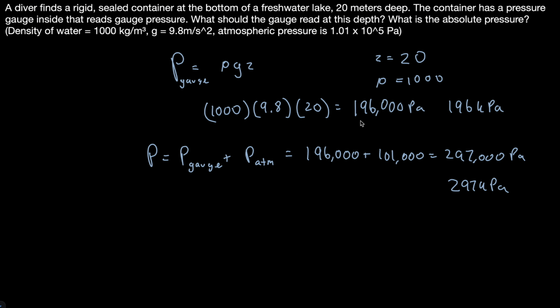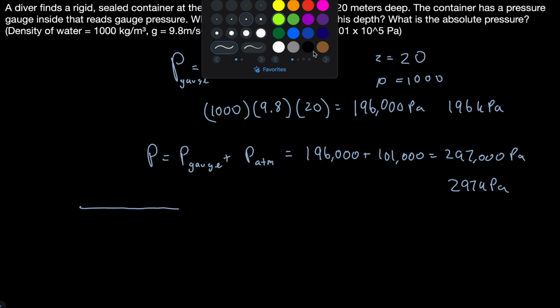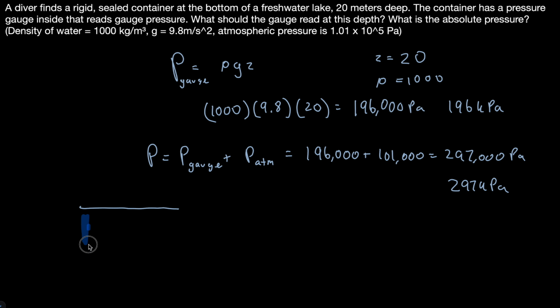Now, before we leave this question, let us actually talk about the conceptual understanding behind gauge pressure and absolute pressure. So when our diver is in water, let's just say this is the atmosphere, and actually let me get my highlighter to show this. So let's say this is our water over here. And let's say the diver is actually in the water. So just model them like this.